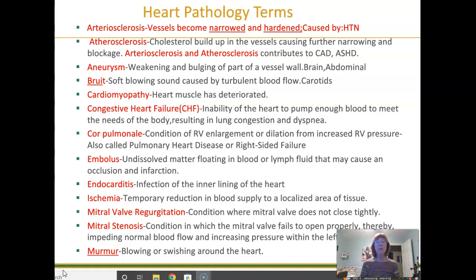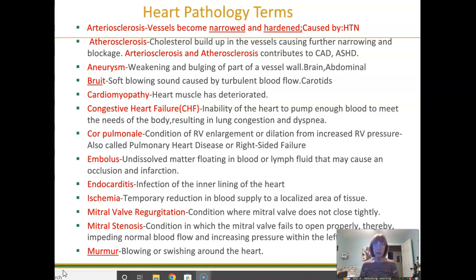Cardiomyopathy. Heart muscle has deteriorated. I think I used it in the wrong way previously, but cardiomyopathy means the heart muscle has deteriorated. The muscle just gets weaker, and a lot of times, if the person's young enough, they can do a heart transplant.